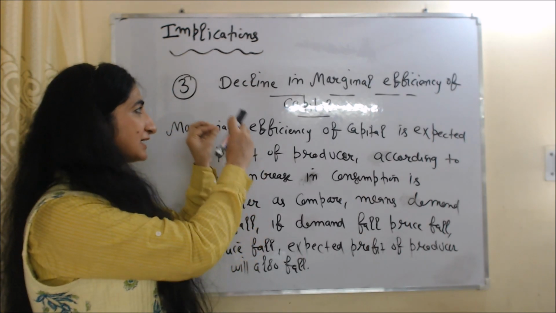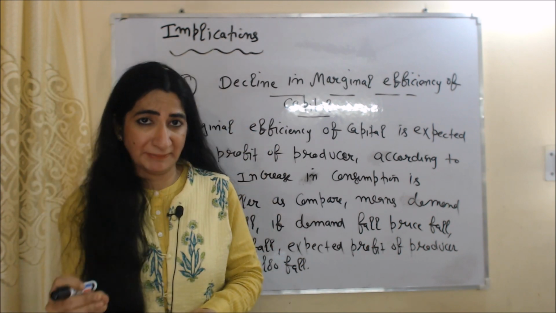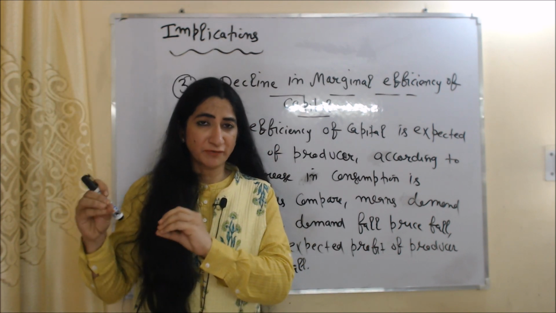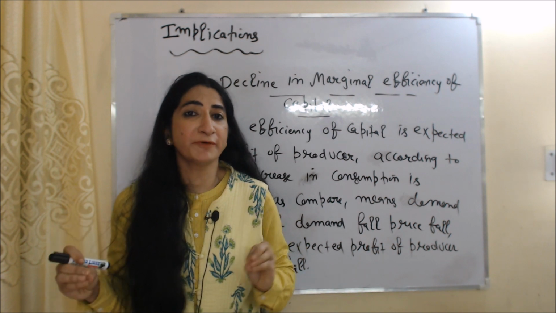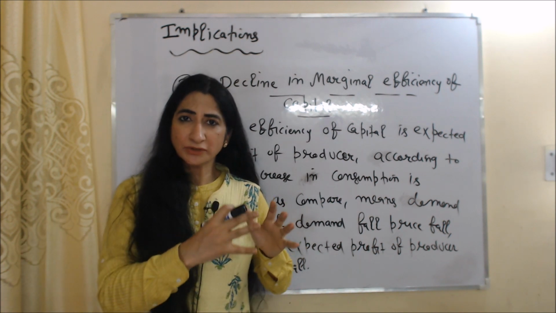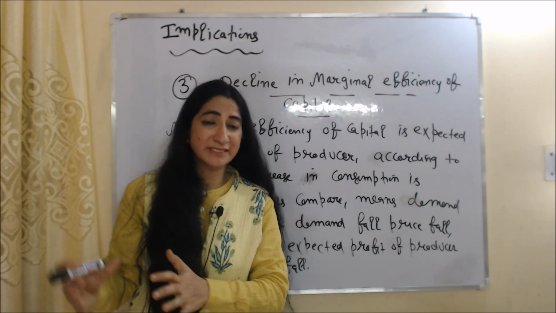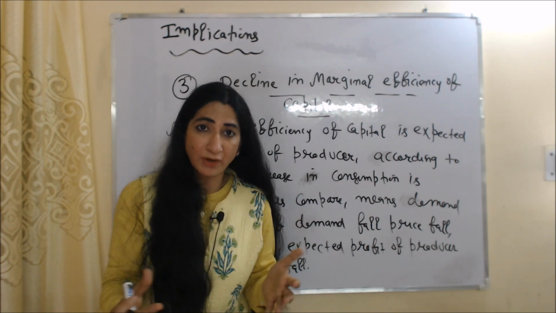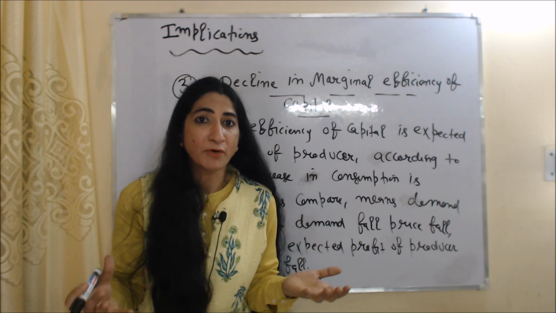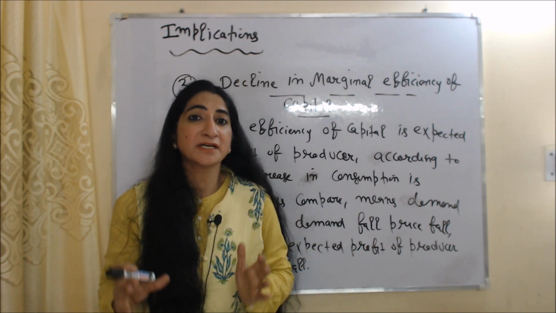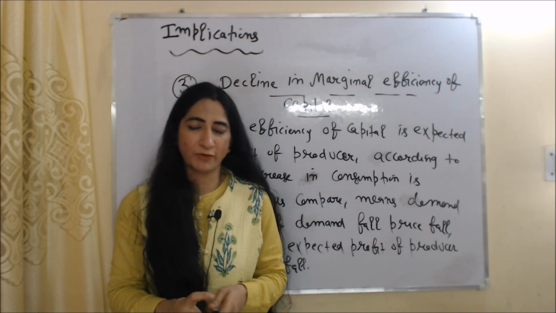The next implication is the decline in the marginal efficiency of capital. Marginal efficiency of capital means the expected profit of the producer. According to this law, the increase in consumption is smaller as compared to income, means there is less demand, means demand will fall. If demand falls, price will fall. If price falls, it means the expected profit of the producer will also fall.